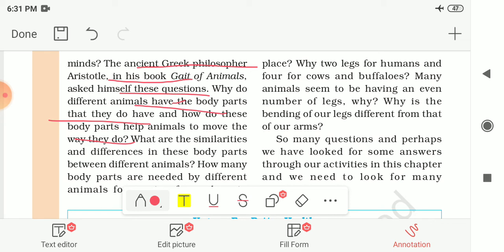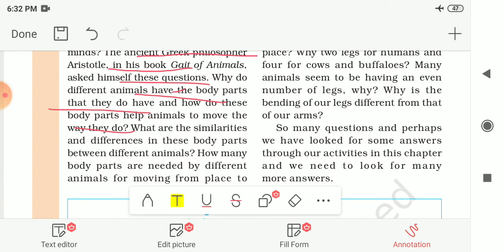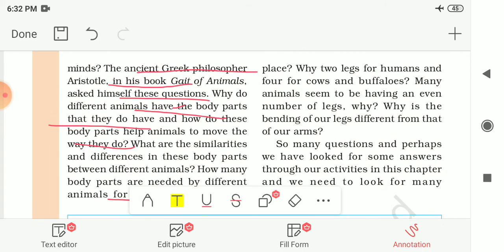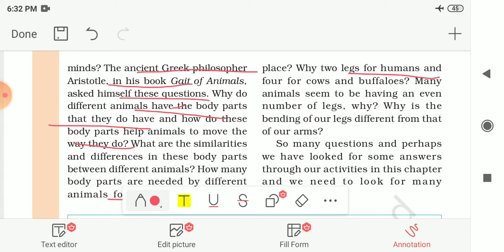So Aristotle asked himself some questions like this, and then, what are the similarities and differences in these body parts between different animals? How are the wings different, or the wings or forelimbs, which we have seen that wings are the modified parts of the forelimbs? How are the forelimbs of a bird and a human different or similar from each other, and how many body parts are needed by different animals for moving from place to place, and why two legs for humans and four for cows and buffaloes?